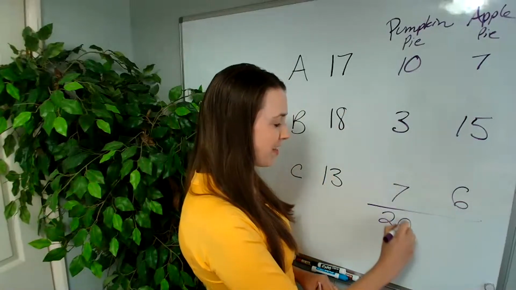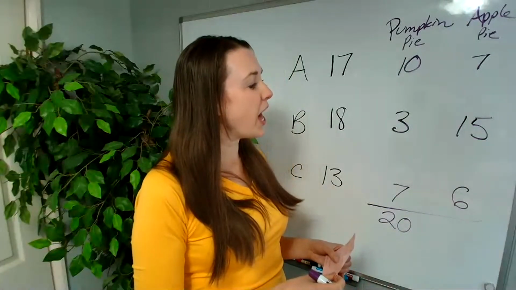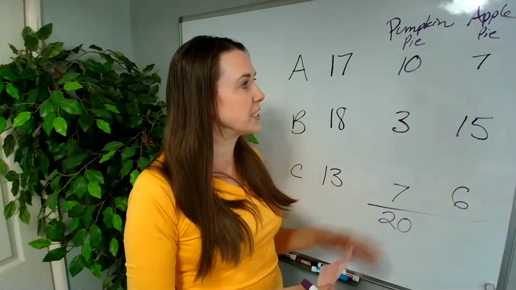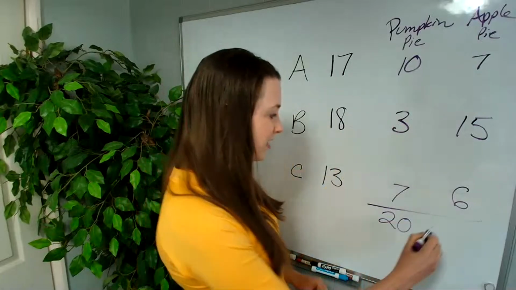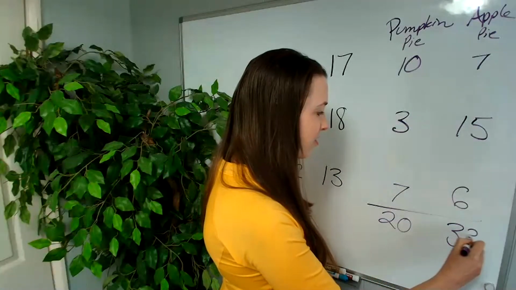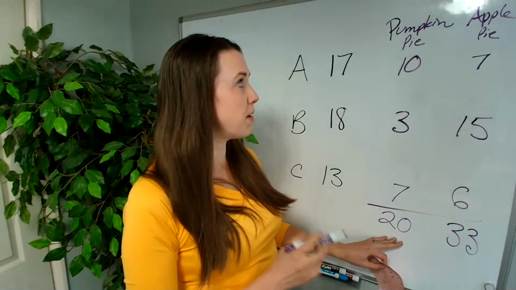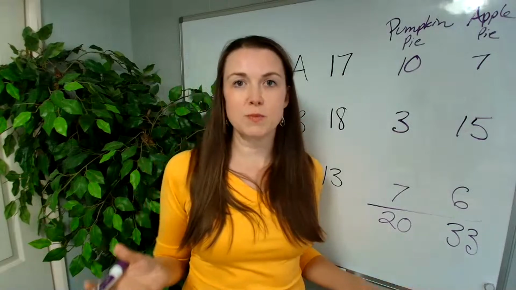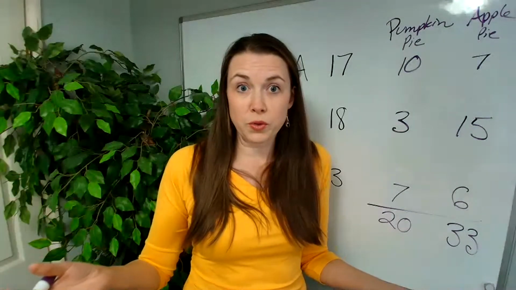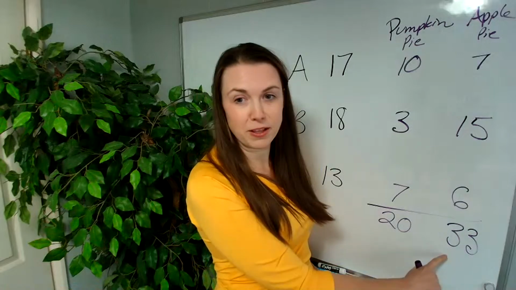You didn't know this was a math lesson combined with social studies. Now for the apple, we take 7, 15, and 6, and what do we get? 33. So we have 20 pumpkin pie and 33 apple pie. If we were doing this based on popular vote, which one would win? The apple pie would definitely win the popular vote, right?